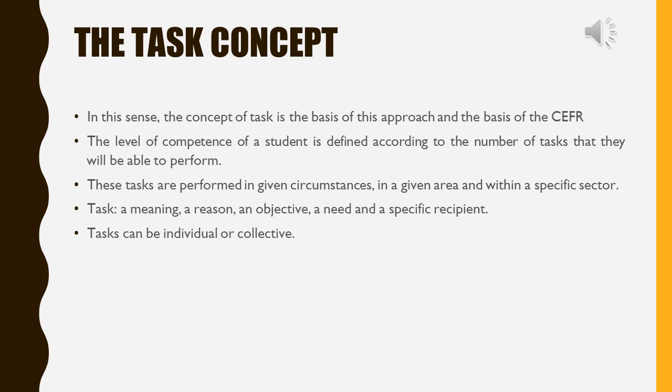The level of competence of a student is defined according to the number of tasks that they are able to perform. These tasks are performed in given circumstances, in a given area and within a specific sector. Just like I was telling you, it's about creating learning situations through tasks in certain contexts, like the example of planning a party, for example. So the task should have a meaning, should have a reason, should have an objective, a need, and a specific recipient. Tasks can be individual or collective.